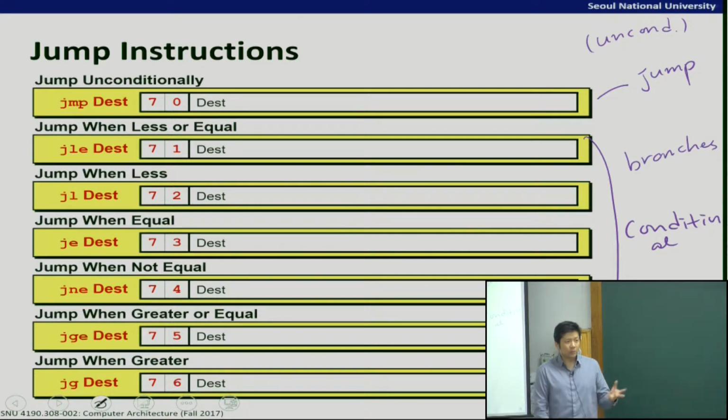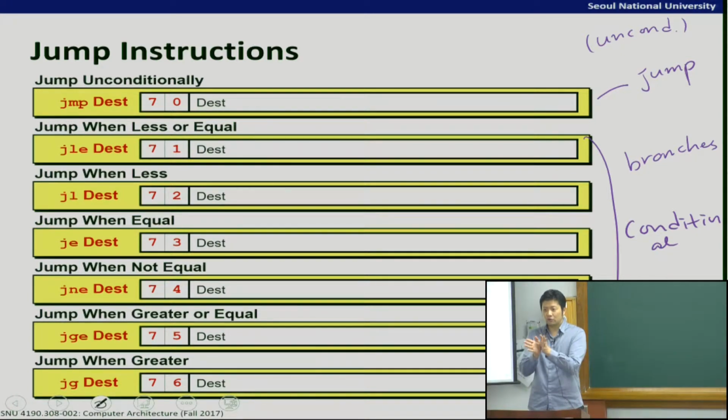The reason why it's called a branch is that your program control actually diverges, right? If its condition is satisfied, you go to a remote location. Otherwise, you go to the next instruction. So it's a point where your program's control diverges. That's the reason why the conditional jump is called a branch.